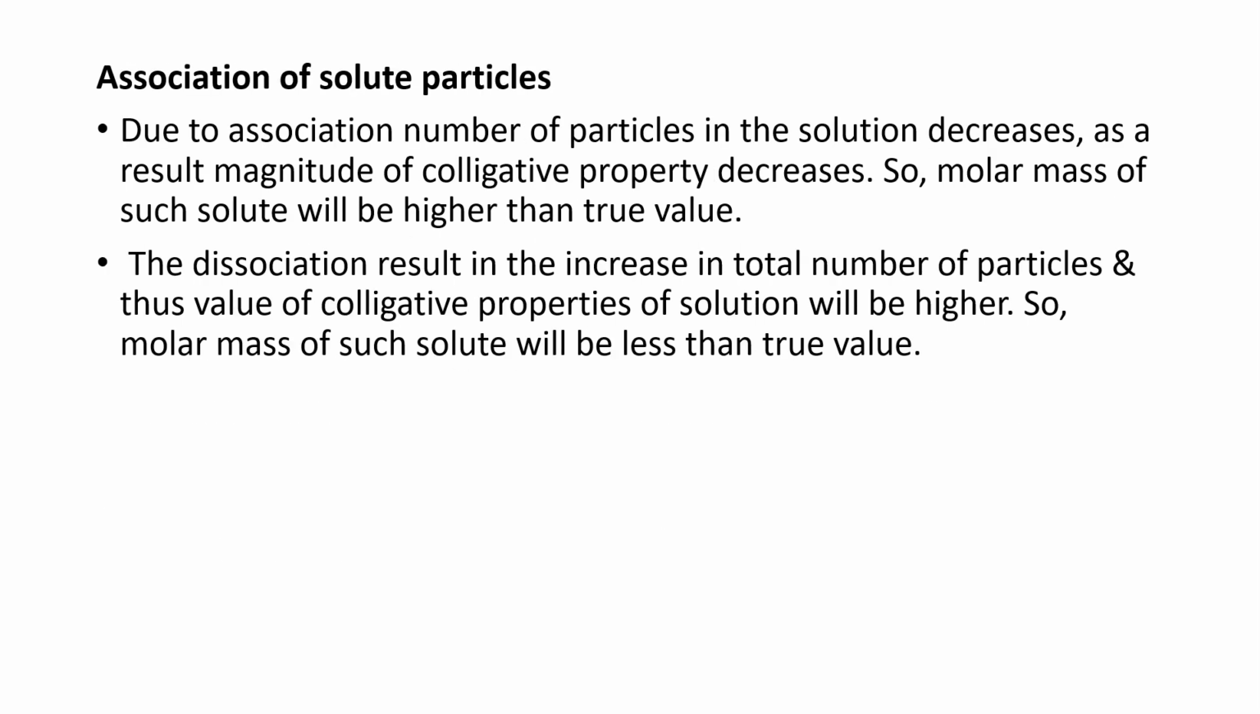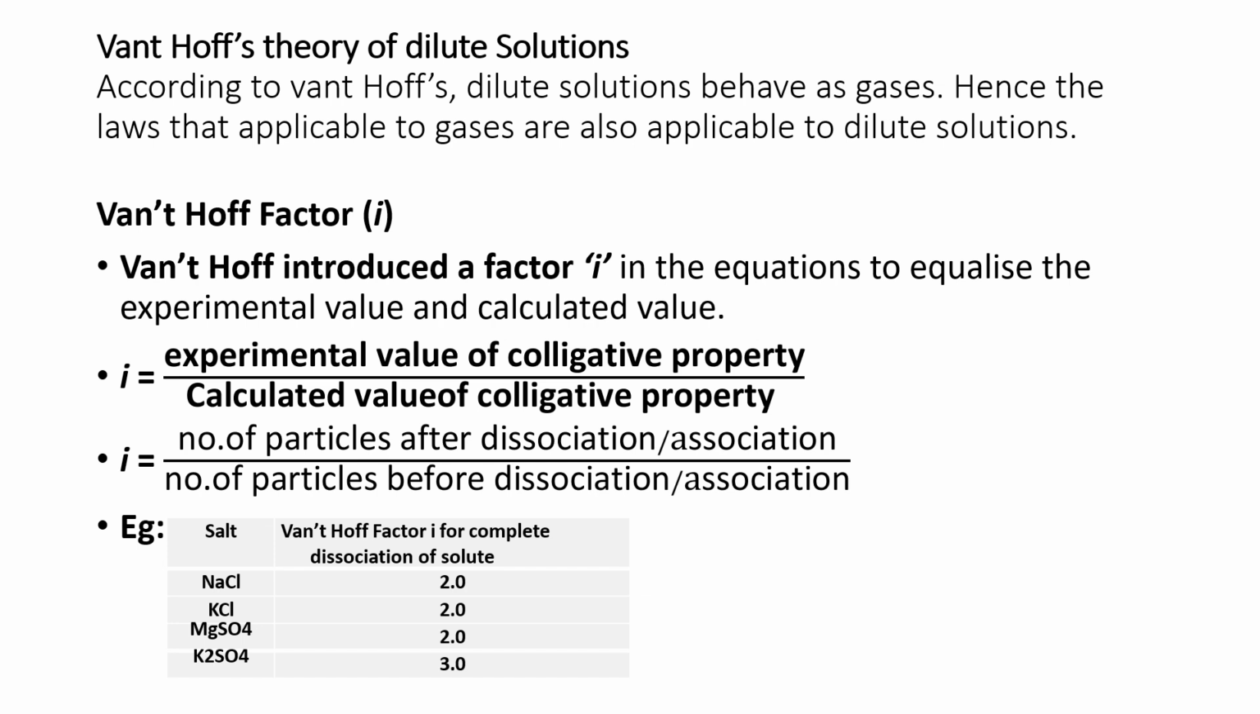Conversely, if solute molecules associate, stick together, like 2 acetic acid molecules forming a dimer in benzene, you get fewer particles than assumed. Smaller effect. Calculated molar mass is higher than reality. Precisely. So how do chemists correct for this? There must be a way. There is. It's called the Van't Hoff factor, usually written as i. The letter i. What is it?